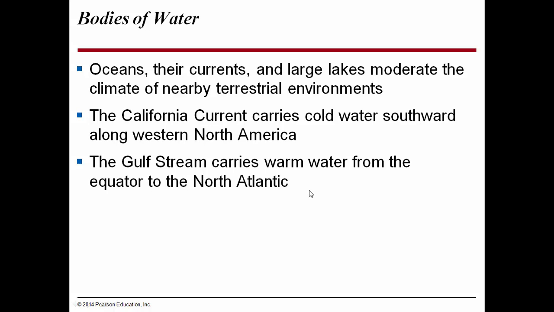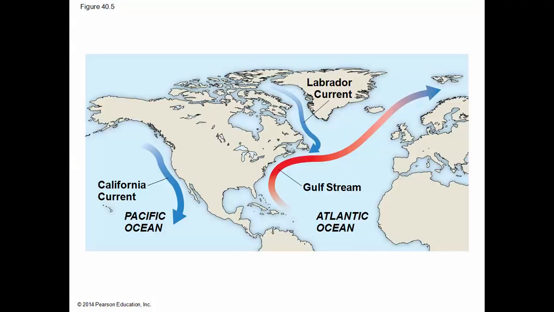Oceans and their currents and large lakes moderate the climate of nearby terrestrial environments. The California current carries cold water southward along North America, and the Gulf Stream carries warm water from the equator to the North Atlantic. Okay, so here's the California current. It brings cold water down along the coast of California.